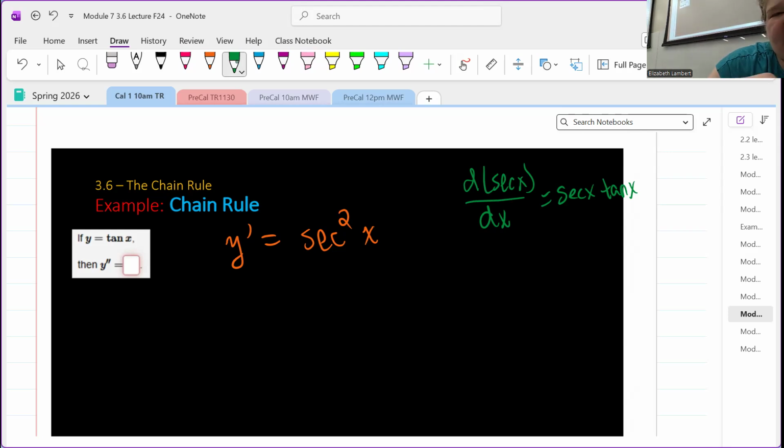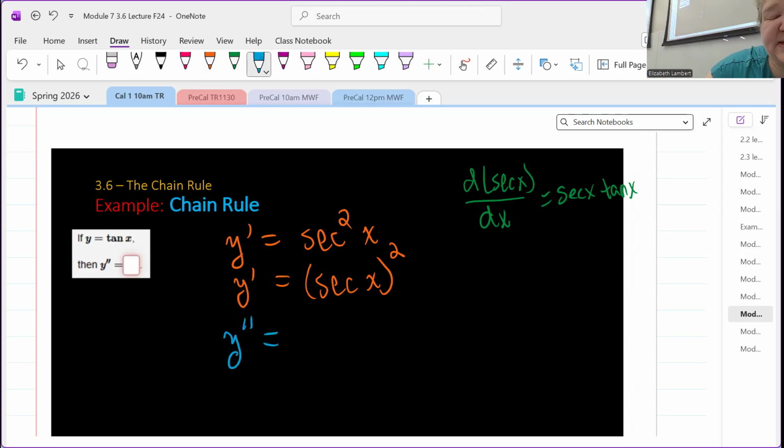All right, so looking at our first derivative here, we want to take the second derivative. Secant squared x is a shorthand for secant of x, squared. So there's our parentheses with our inside versus our outside. The outside function is a thing squared. The inside function is secant. So now I'm going to treat this as a chain rule.